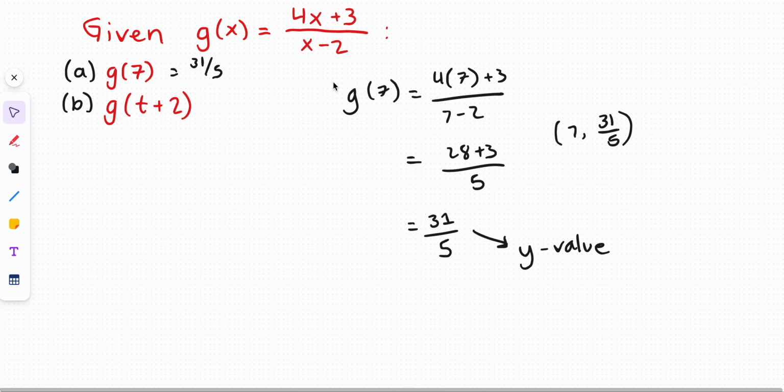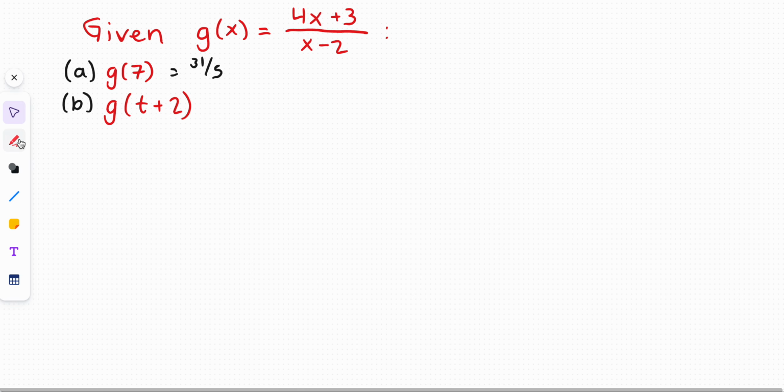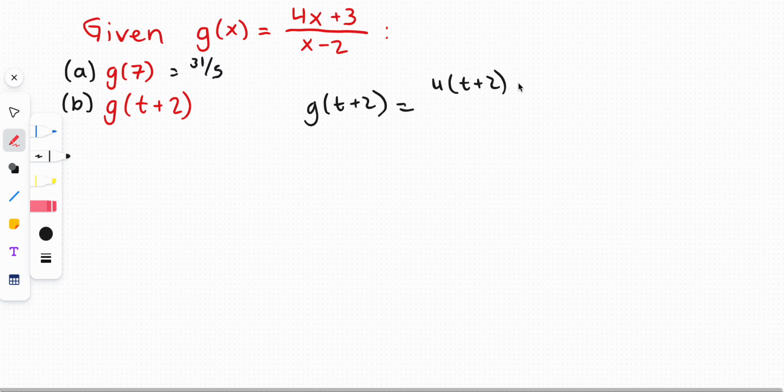Right, so let's move on to B. And again, similarly to the previous question, this is an expression with a variable t in it. Right, so anytime we see x, we just put in our new input value, which is t plus 2. Equals 4 times t plus 2 plus 3, and then this is going to be all over t plus 2 minus 2, right? So we can just simplify from here.